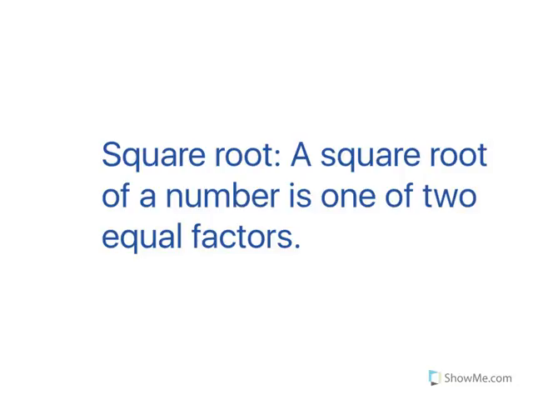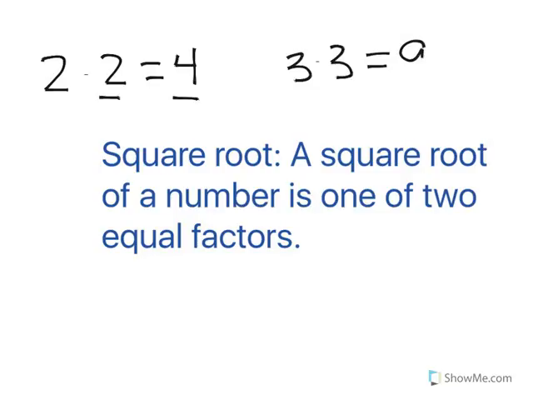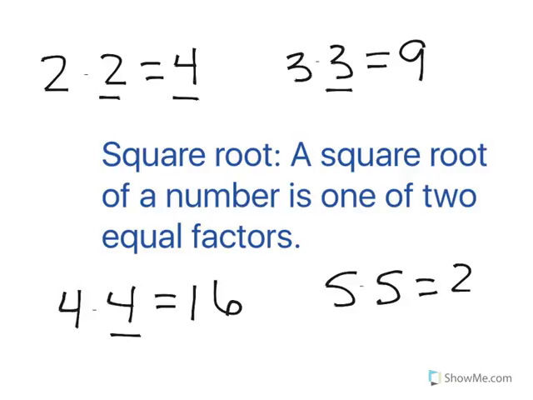Well, we know that 2 times 2 equals 4, right? Well, 2 then is the square root of 4. 3 times 3 equals 9, so 3 is the square root of 9. 4 times 4 equals 16, so 4 is the square root of 16. 5 times 5 equals 25. So if you guessed it, 5 is the square root of 25.